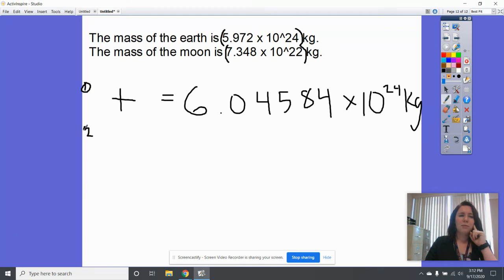We might have another type of problem that says, how much larger is the Earth than the moon? Well, that's just saying how much bigger it is or how much more mass is there. So in that case, we're going to subtract the bigger number minus the smaller number. Now, 5.972 looks like it's smaller than 7.348, but we need to look at the exponents here. This is to the power of 24. That means we're moving our decimal 24 spaces. This one is to the power of 22, which means we're not moving it as far, which means there's not as many zeros, which means it is not as big of a number.